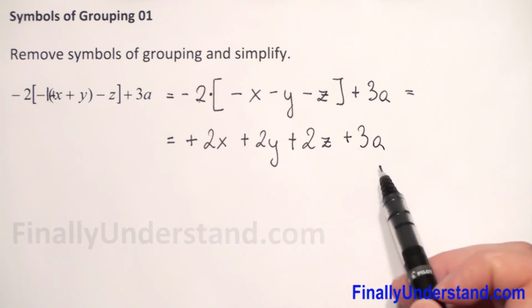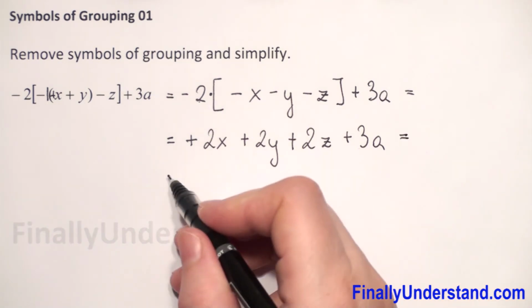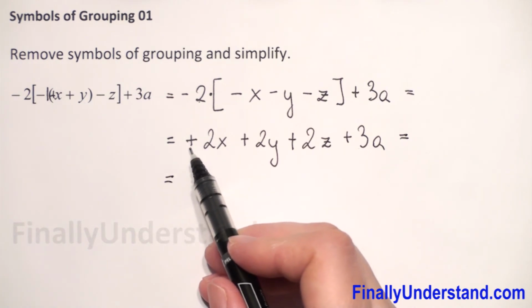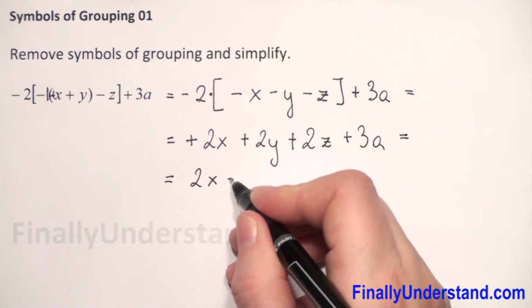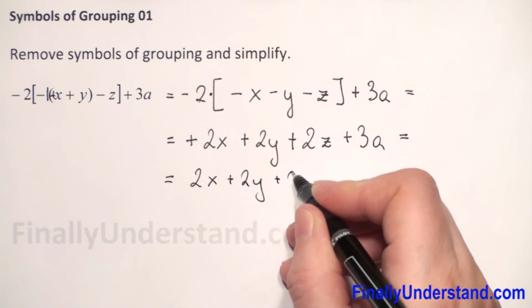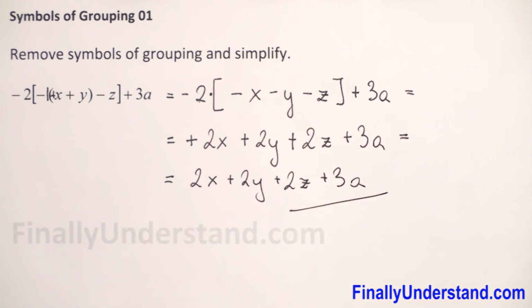Because we don't have like terms here, we can rewrite our solution, and we don't have to write a positive sign before the first term. So we will have 2x plus 2y plus 2z plus 3a. This is my solution.